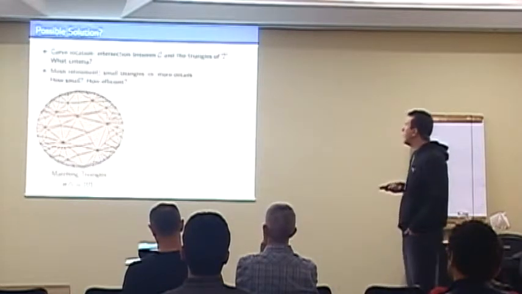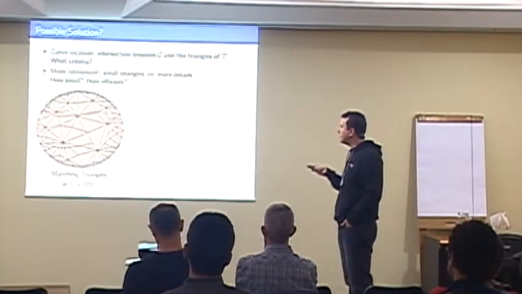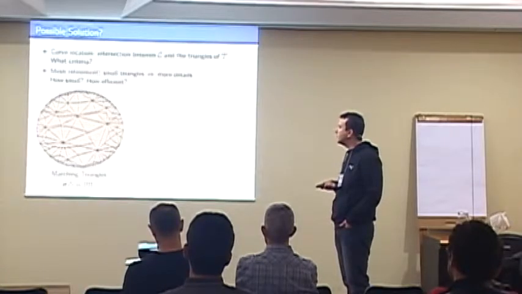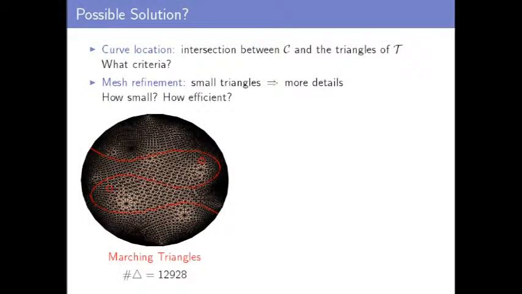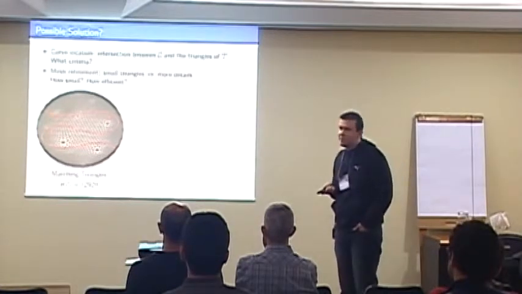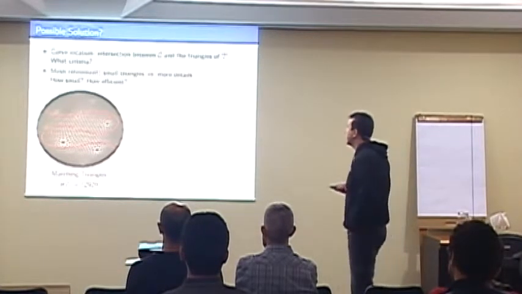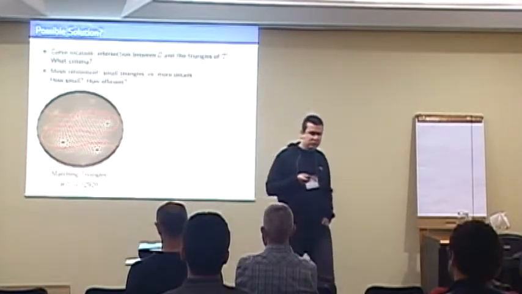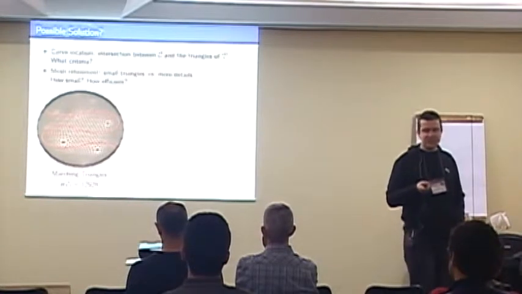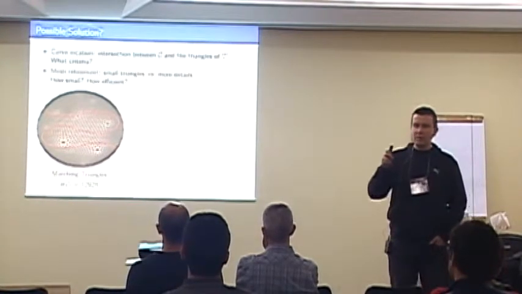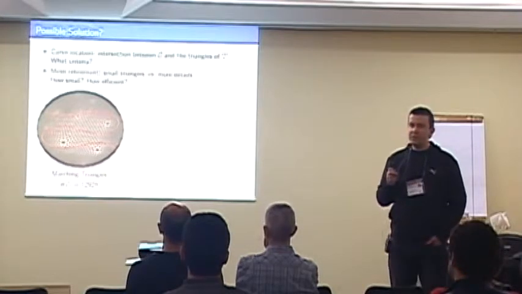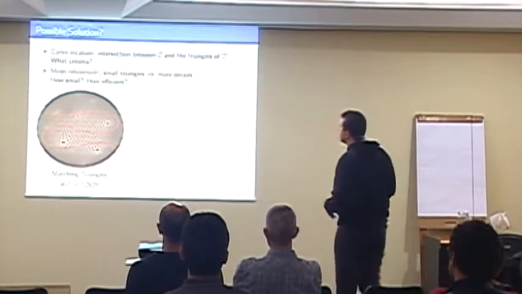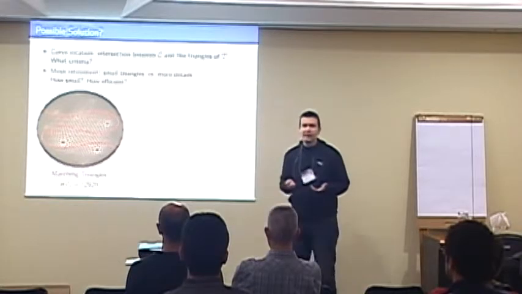If we combine Marching Triangles with the mesh refinement, we can have an acceptable result like this, but it's not efficient because we need to evaluate it. We need to test if the sign of the function on each vertex of the triangles changes, even in triangles far away from the curve.